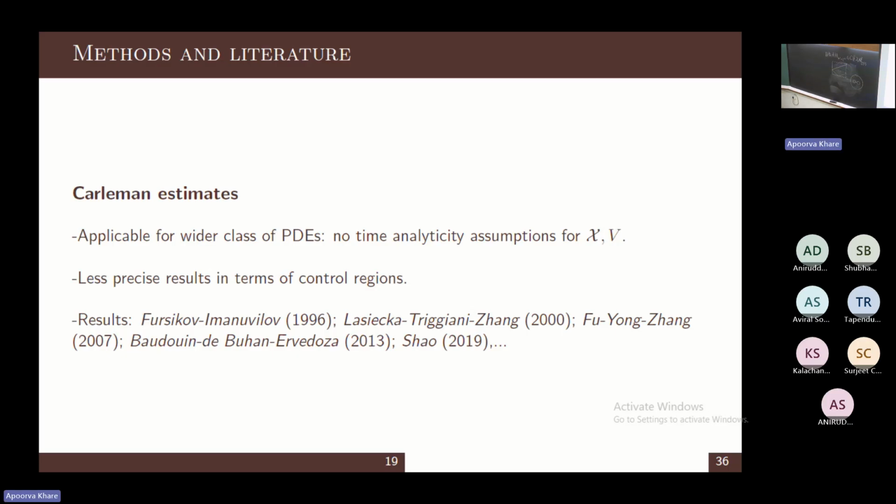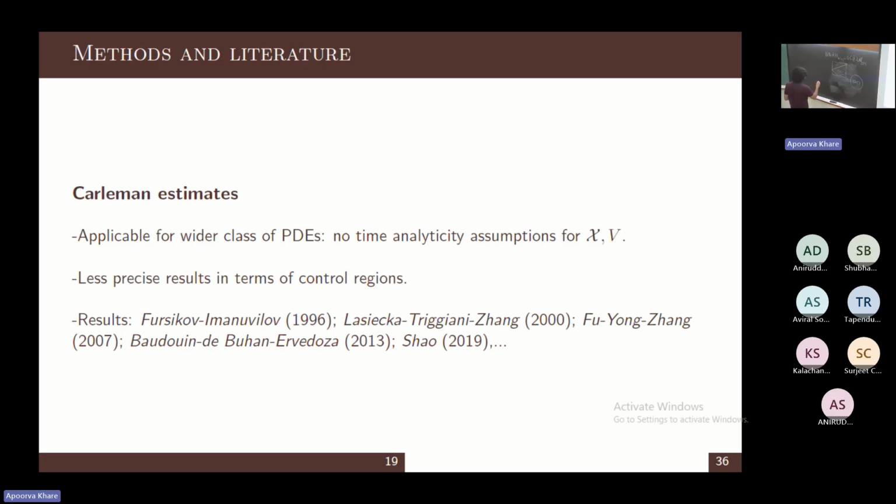It's not a big thing because anyway, we were going to solve it for the most general class of PDEs. So we will not be bothered about not getting the best control regions. And Carleman estimates in the context of controllability for waves were first done by Fursikov and Imanuvilov. There are other results as well. I'll just talk a bit about this result and this result.